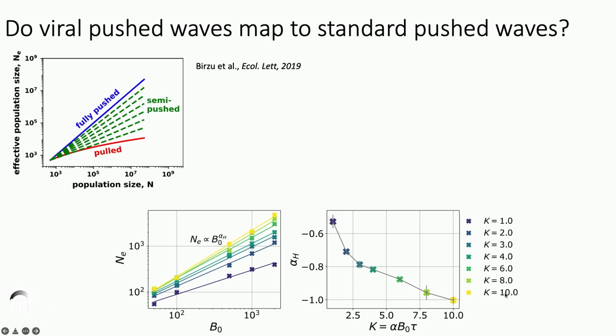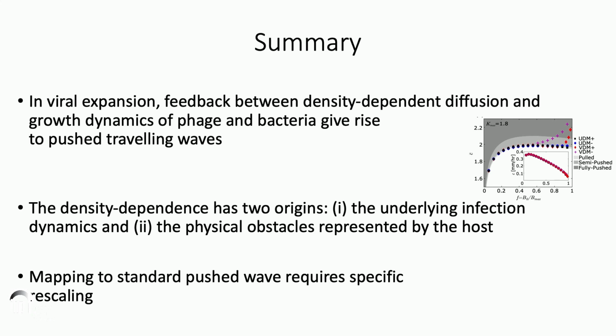So we do find that when the population goes to very pushed regimes, you get an exponent of -1. So the effective population size is proportional to carrying capacity. And then if you decrease, you go to a lower exponent. So this also seems to work out. With this, I'll just stop. I hope I convinced you that the feedback between density-dependent diffusion and growth dynamics of phage and bacteria can give rise to this emergent pushed wave transition.